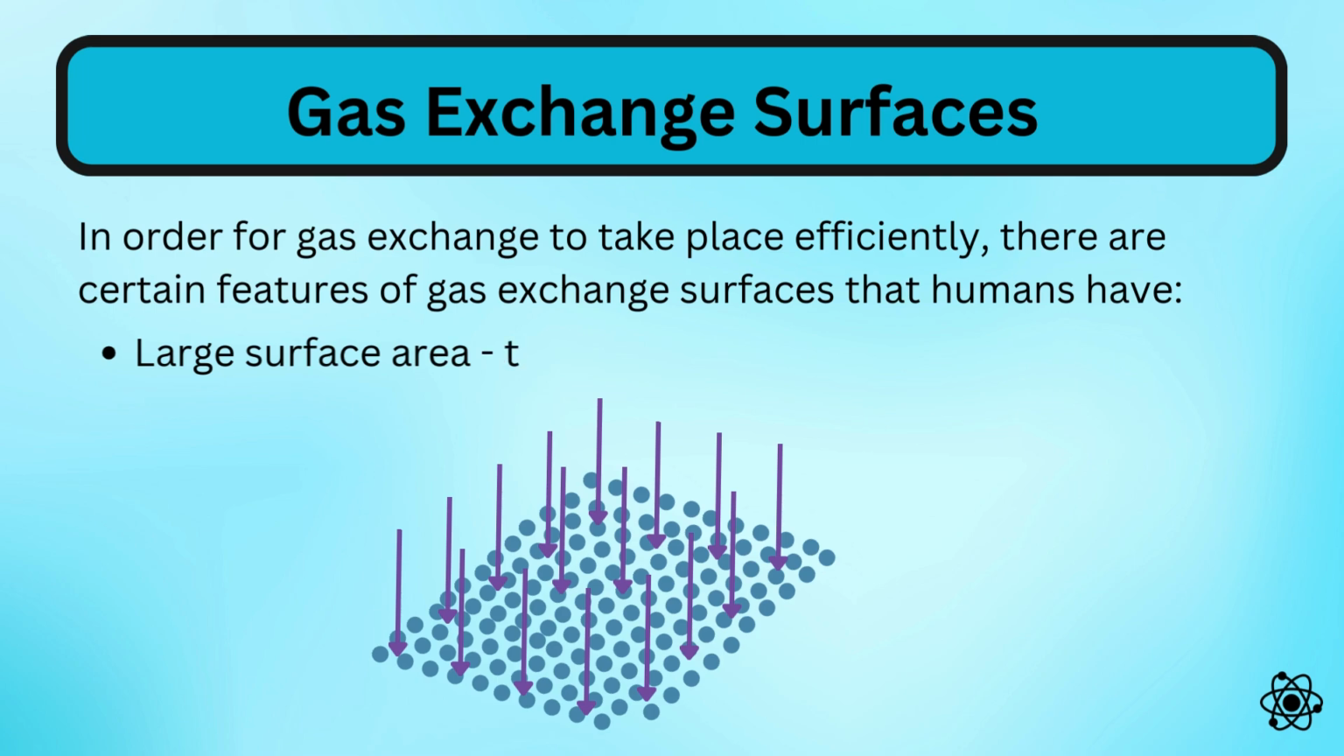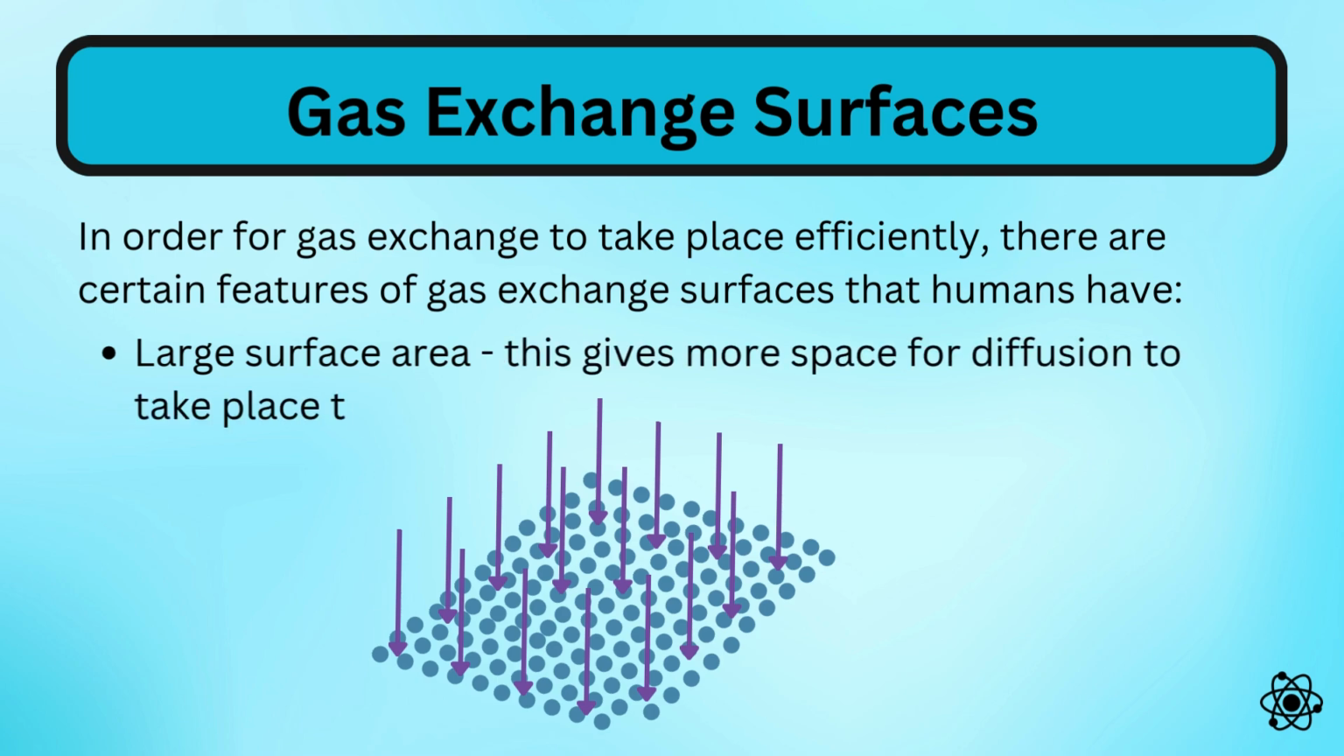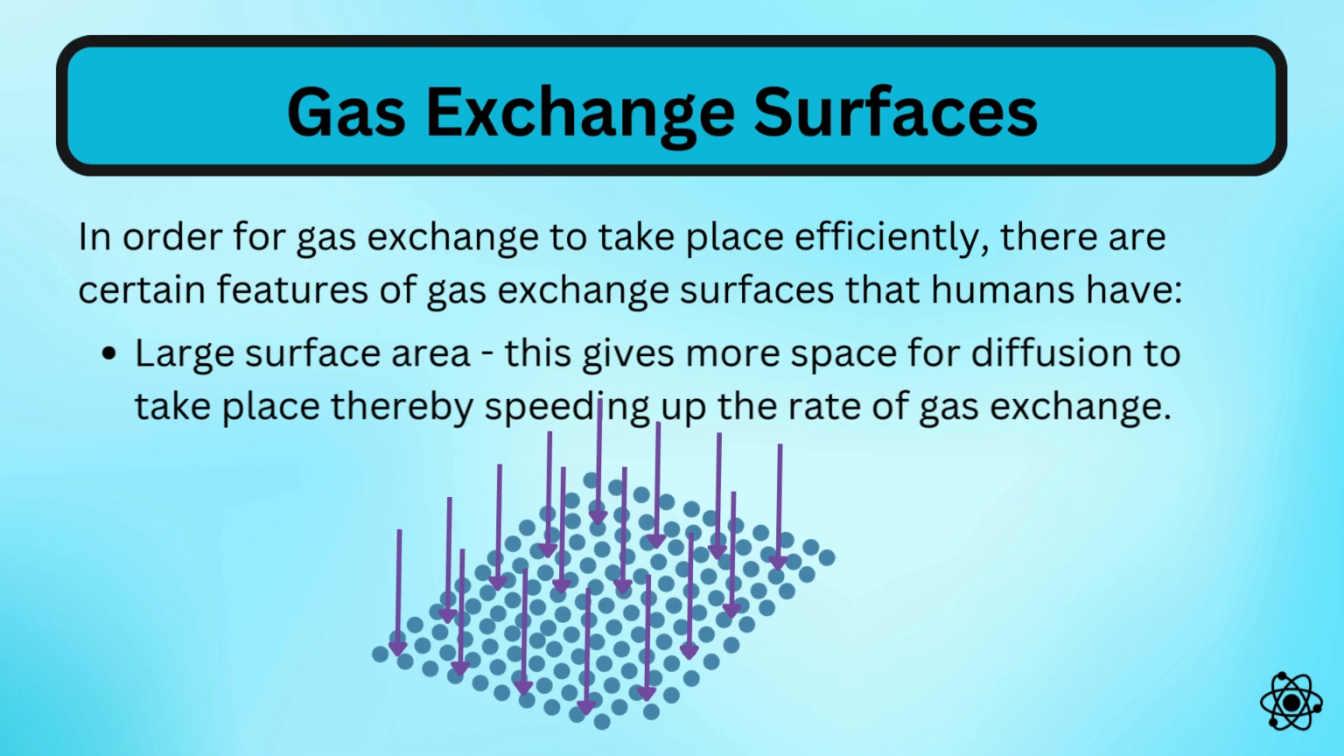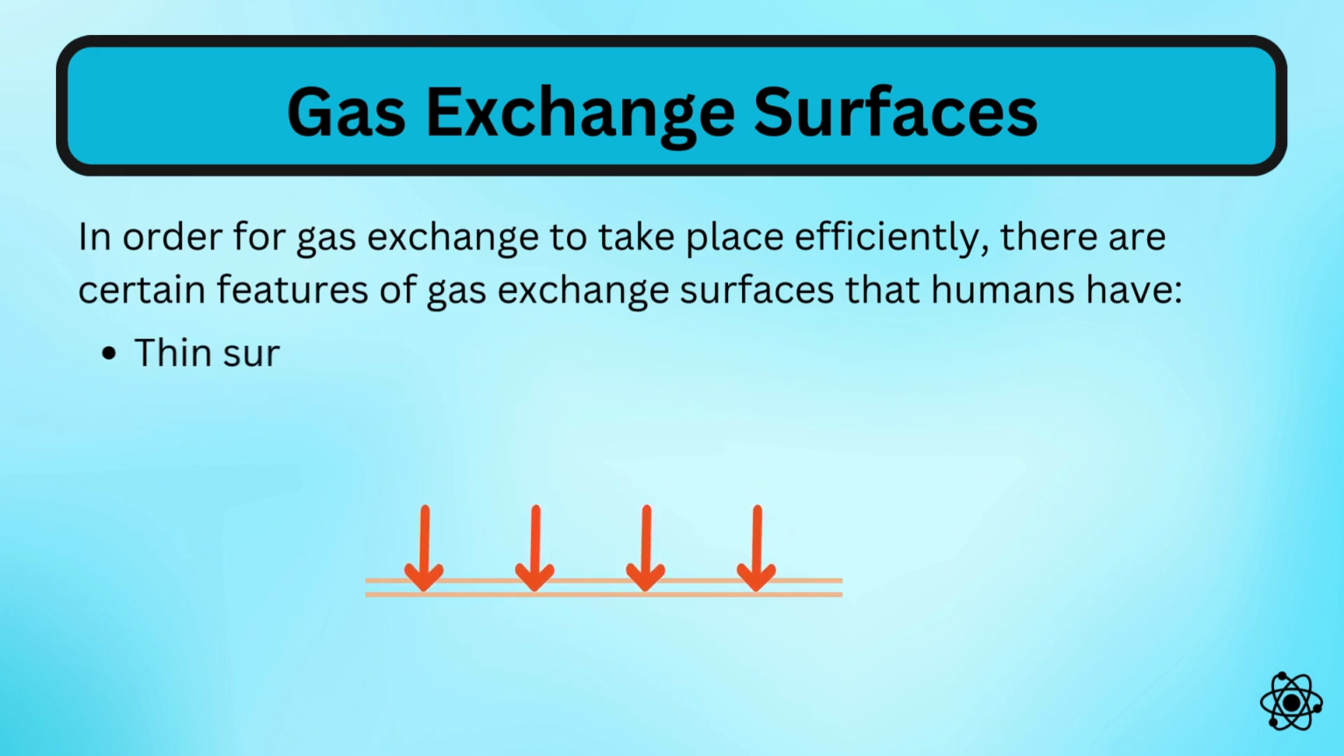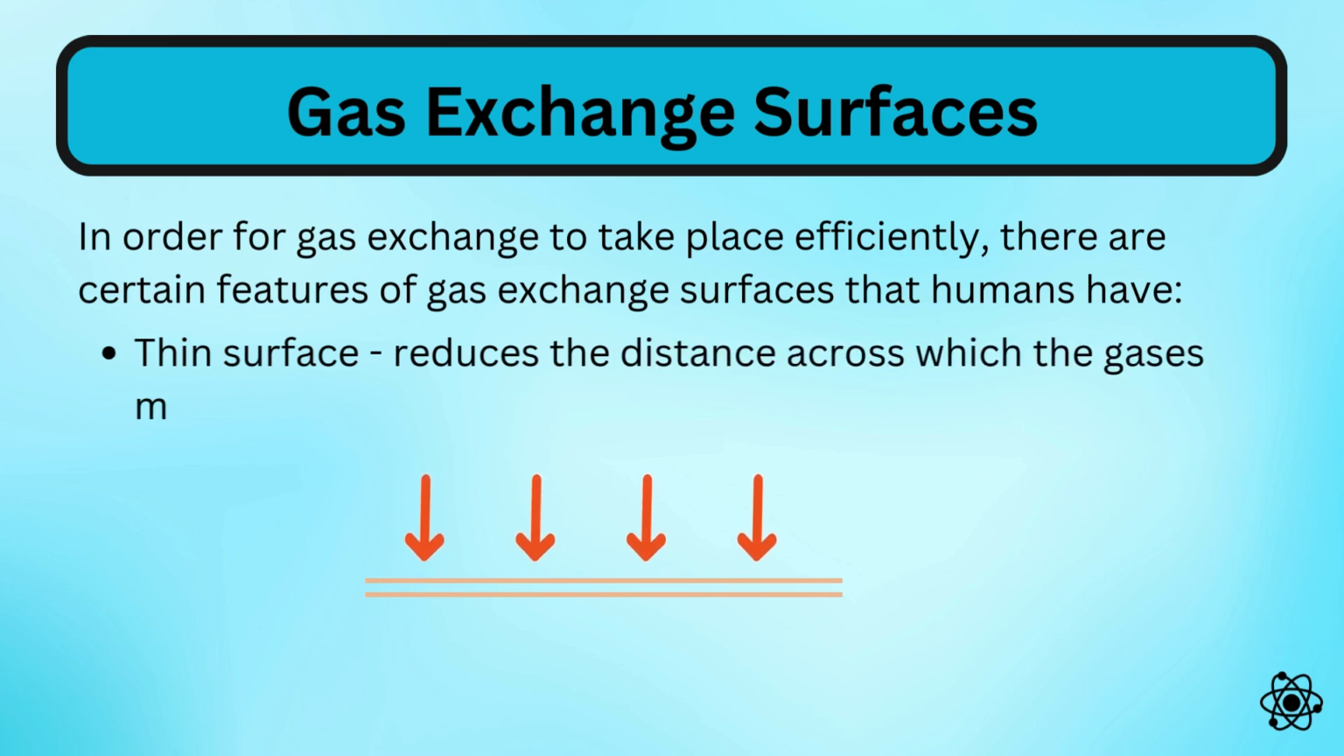Having a large surface area provides more space for diffusion to take place, thereby speeding up the rate of gas exchange. A thin surface reduces the distance across which the gas must diffuse, thereby allowing a faster diffusion rate.